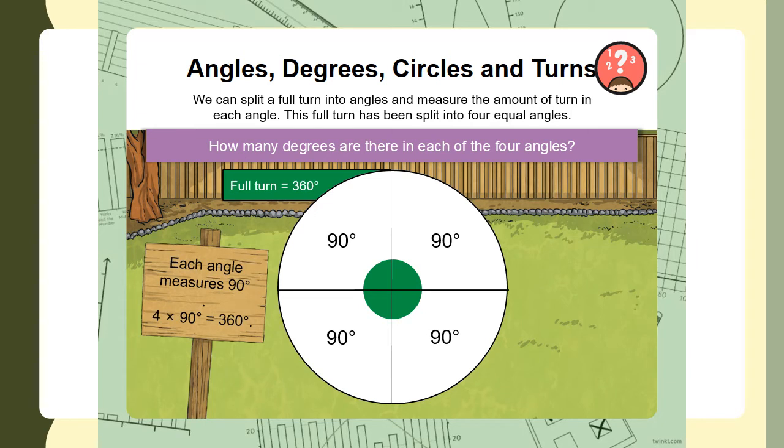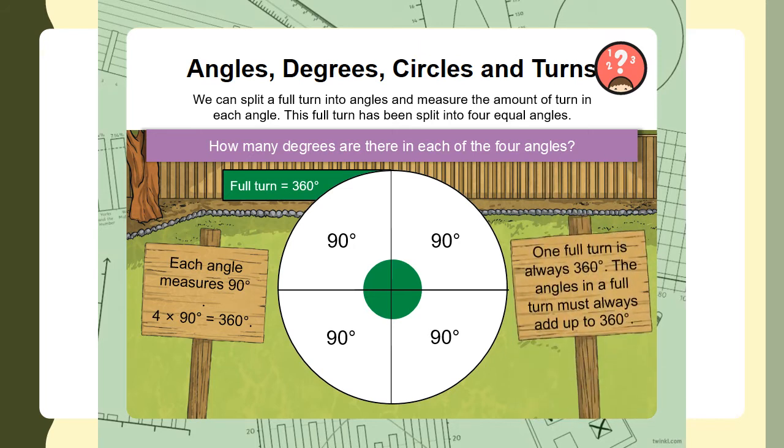Excellent. So each angle measures 90 degrees because you take your 360 and you divide it by 4. Then you can do the inverse to check that's correct. So 4 times 90 degrees equals 360. And we know that 90 degrees is the same as a right angle. So one full turn, as we talked about, always measures 360 degrees. What does it measure? Excellent. The angles in a full turn must always add up to 360. So print that number in your mind because you're going to need to refer to it.